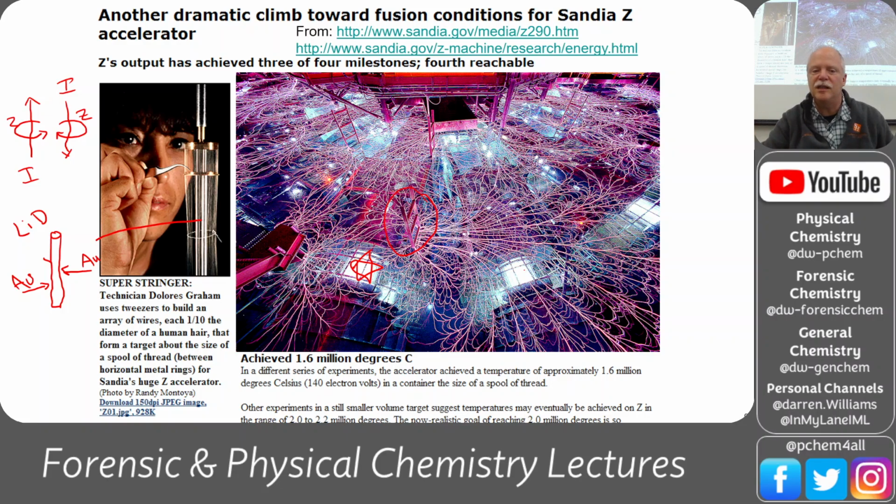They got to 1.6 million degrees. They're aiming for 3 million degrees or higher. So they're pretty close. So this is called a Z-pinch. They call it the Z machine. They're using the magnetic field to squeeze that target.